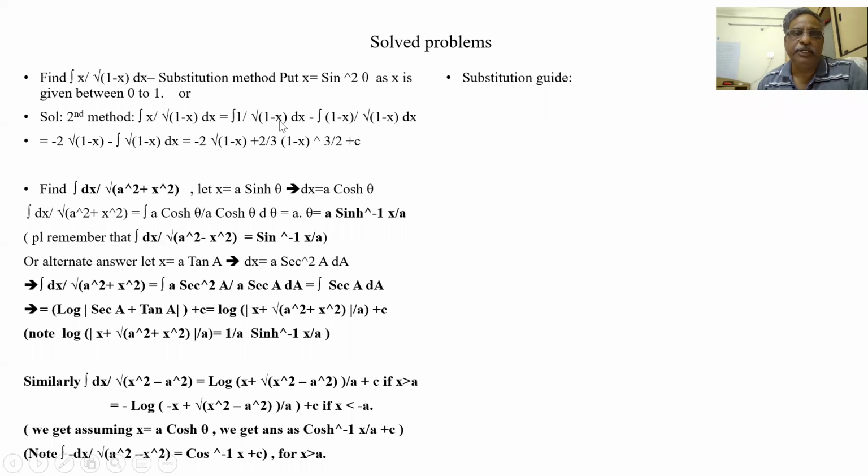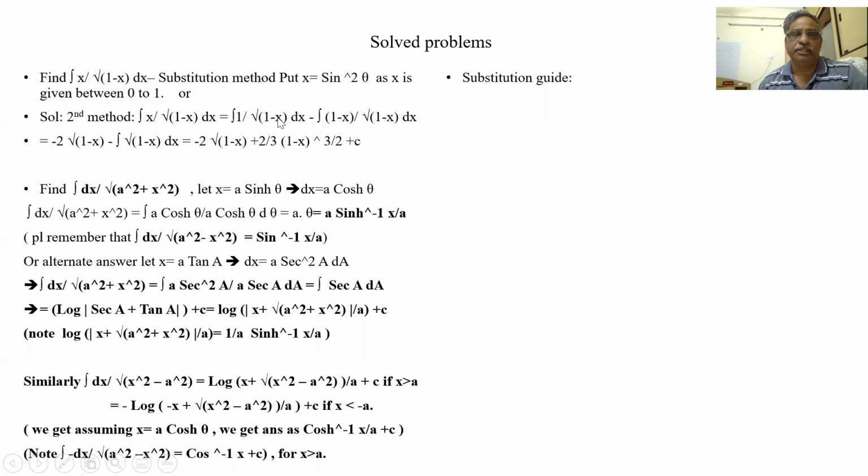So this is divided into two parts, 1 by root x minus root x. So this 1 minus x by root 1 minus x becomes root 1 minus x. So 1 by root x can be written as 2 root x. Minus is there, so minus is 2 root x minus integral of root of 1 minus x, which is 1 minus x whole to the power of half. So 1 minus x whole to the power of 3 by 2, by 3 by 2 into minus 1. So minus into minus is plus. So this is the answer.